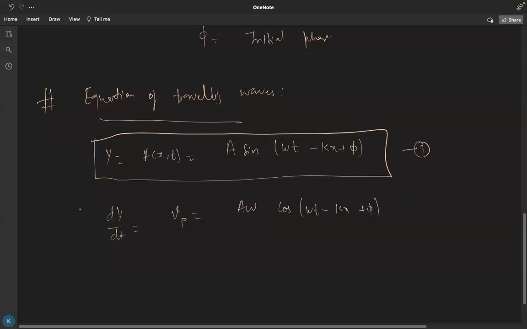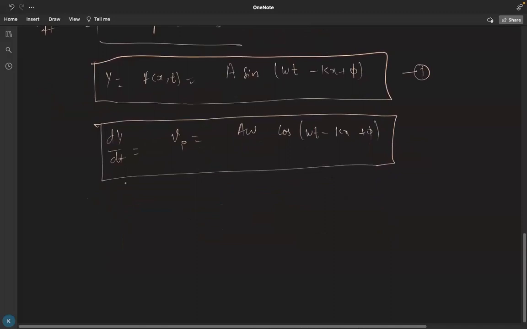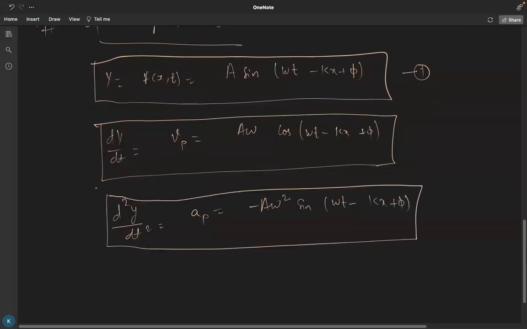So this is our velocity of the particle, Vp. And the next thing, if you further differentiate this y equation, it will be d square y by dt square, exactly the acceleration of the particle. When you further differentiate, it will be minus a omega square, because the differentiation of cos is minus sine. So minus a omega square sine(omega t minus kx plus phi).